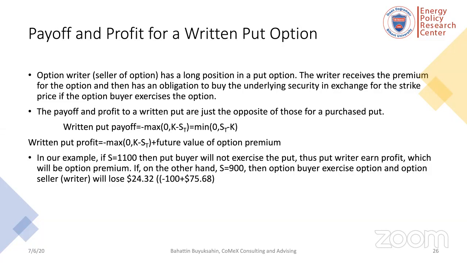If on the other hand, spot price at the expiration is 900, which is lower than the strike price, then the option buyer will exercise option, and option seller writer will lose $24.32. This is basically he's getting $75.68 future value of option premium, but he's making a loss of $100 from the exercise, so he lose about $24.32.